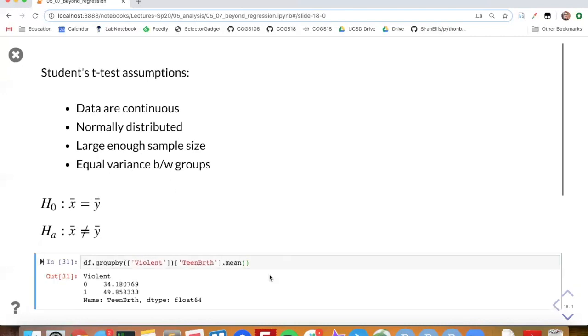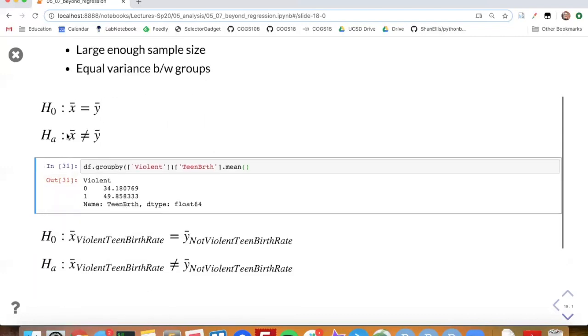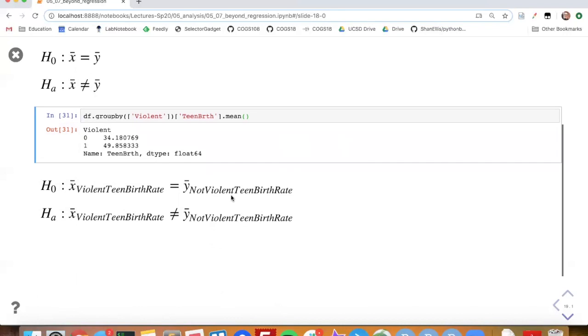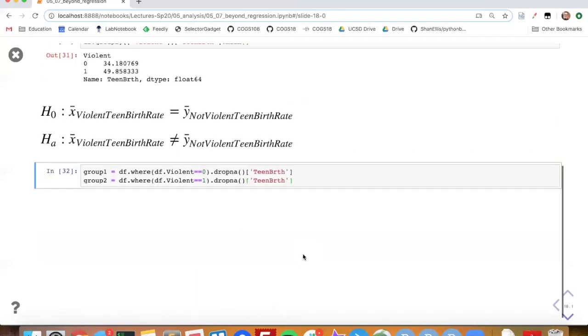We can take a look at this visually, where if we break down by violent, we can see the average teen birth rate in the lower violence areas is lower than the value in the high violence areas, right? So we can use this idea of grouping by and calculating a summary statistic. But how do we statistically test whether or not these are different enough to be confident that X bar, the mean in the 0 group, is not equal to the mean in the 1 group? So here, our null is that the teen birth rate is the same between violent groups, and our alternative is that it's not the same. So we've got group 1 and group 2.